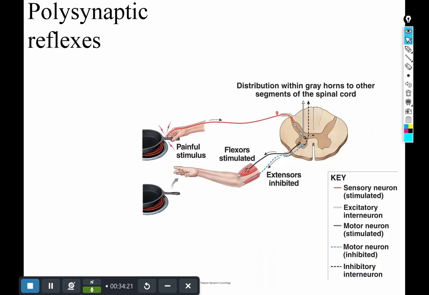So now let's look at some polysynaptic reflexes. In this example, we have somebody who is grabbing onto a hot cast iron pan. And in this case, that painful stimulus is not overstretching, it's burning, which is dangerous because that's a very bad kind of tissue damage that it's hard to recover from. So we want to get our hand off of this painful stimulus right away.